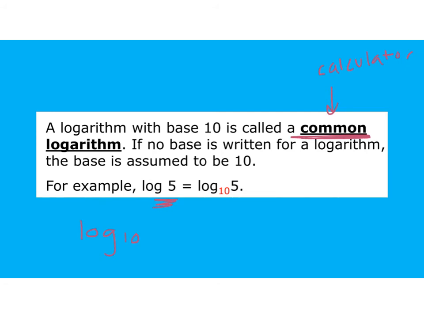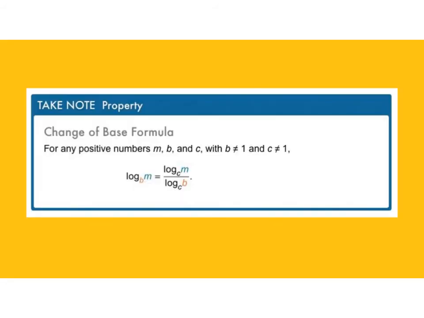So we need to change logs that are not common logs into common logs, and we can do that by the next slide. So here we have the change of base formula. So for any positive numbers m, b, and c with b not equal to 1 and c not equal to 1, we can take a logarithm that looks like this and change it into this. So this is the change of base formula, and this will help us put logs into our calculator.